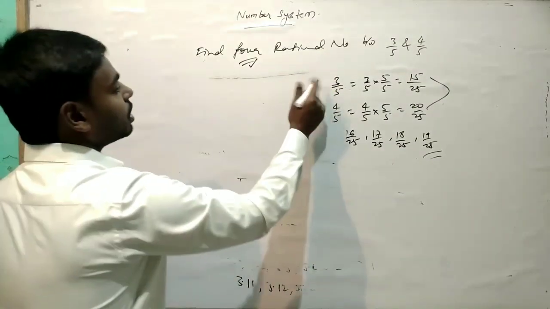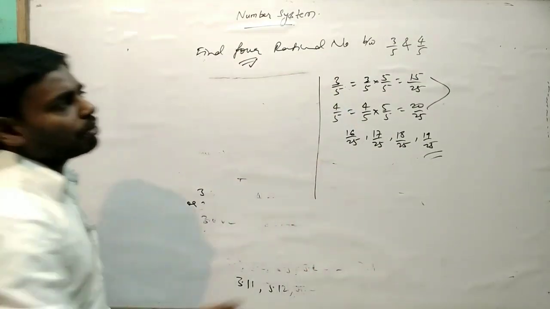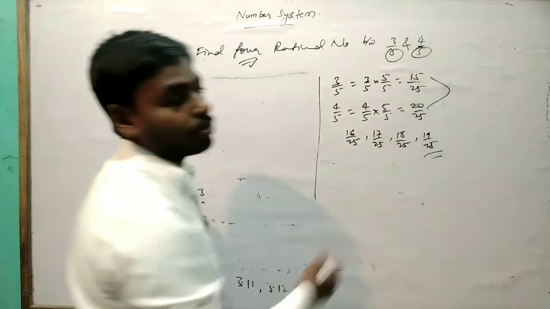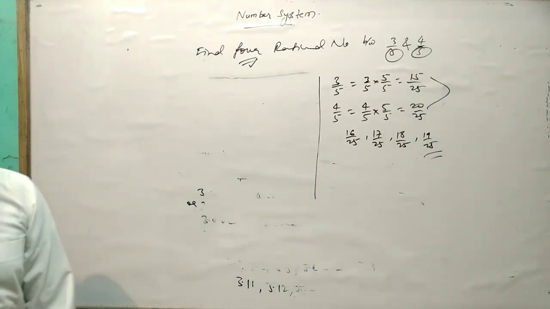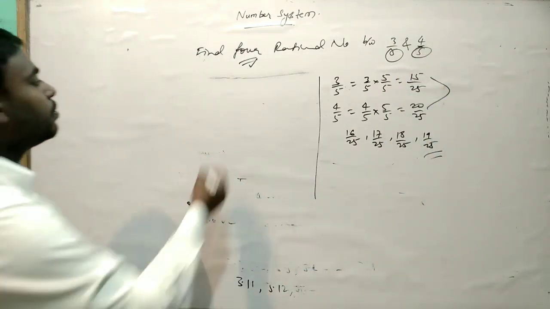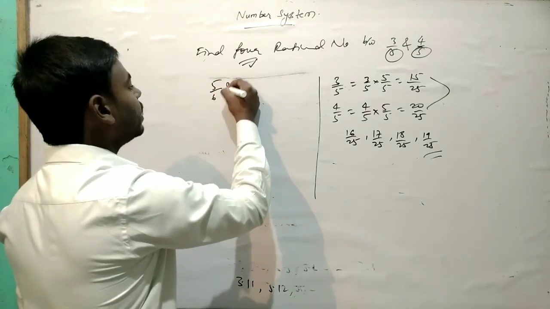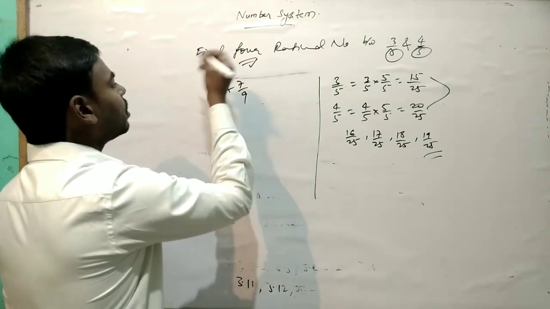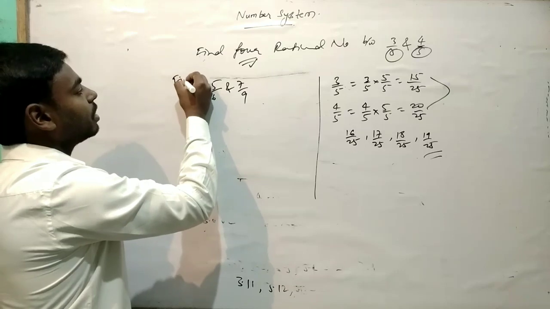Now next, when the denominators are not equal, our next example is 5 by 6 and 7 by 9. Let's find 5 rational numbers.